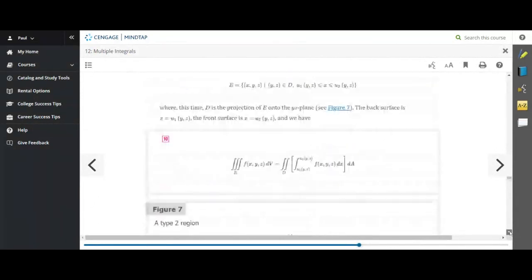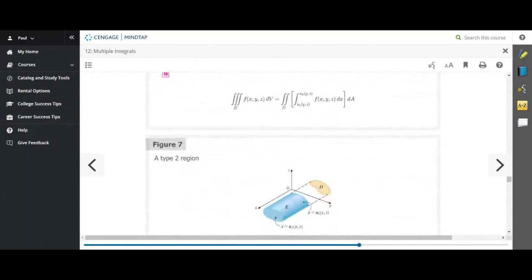So what I'm trying to say, I might have said this, I don't know if I said this right, but look at figure 7, the type 2 region. Look at your bounding surfaces. The surfaces bound the solid E to the right and along the x-axis, functions of y and z, and so your integration would be as you see in the triple integral above. Okay.